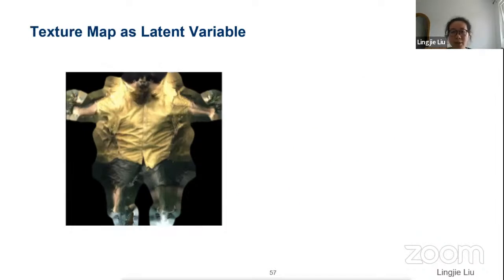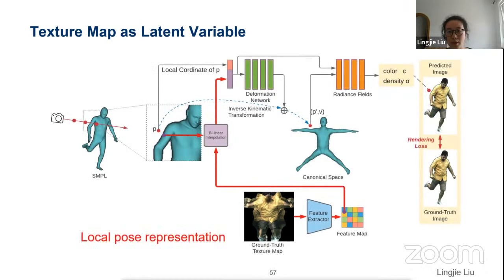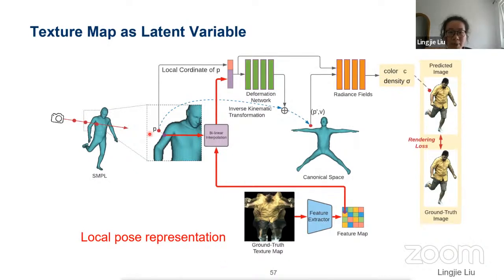The second advantage is that this texture map can be used as a local pose representation, which means that for each 3D point P, we will find the nearest surface point at P and use these texture features from this texture map to infer the 3D geometry and appearance in the canonical space. Here we can see a lot of fine-grained details in this texture map. So this rich information would make the prediction of 3D geometry and appearance much easier.